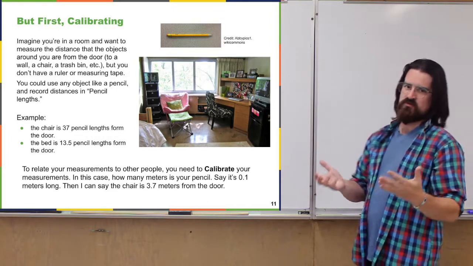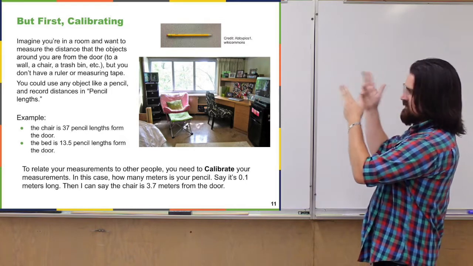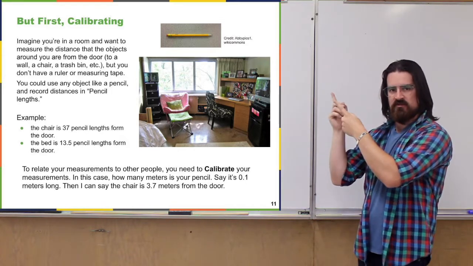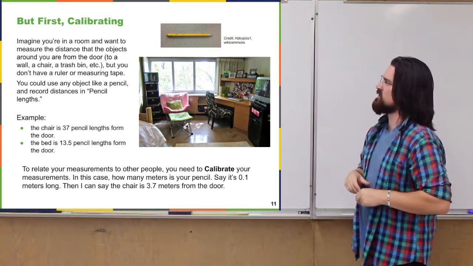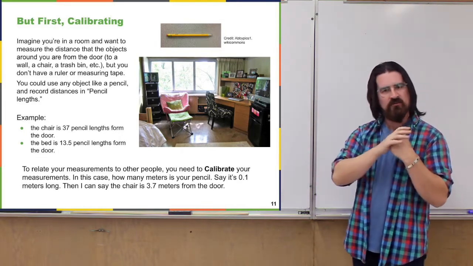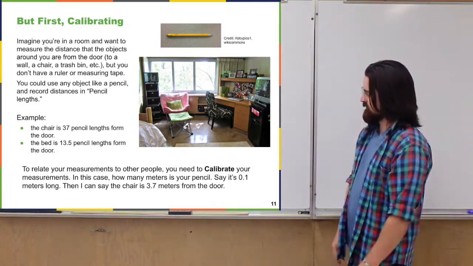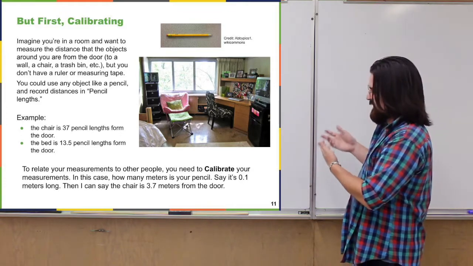Right? How would you calibrate these measurements? Well, you need to actually, at some point, figure out how long your pencil is. Right? Because all your measurements are done in pencil length. So if we know the length of your pencil, we can convert all those measurements into, say, meters. If you did that, maybe you measure your pencil length, and it's a tenth of a meter.